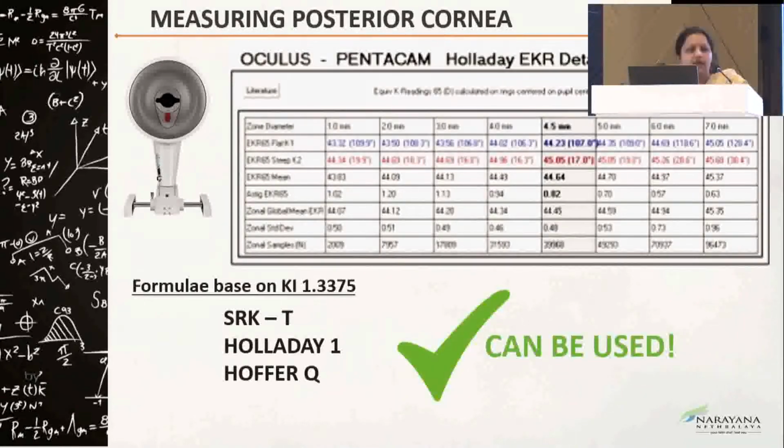Coming to the Holladay EKR report, which gives us the zonal K readings, this is based on a refractive index of 1.3375 and therefore the central 4 to 4.5 millimeter zone K can be used for our IOL calculations.